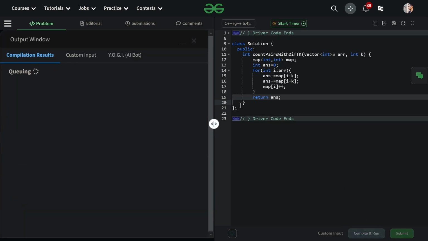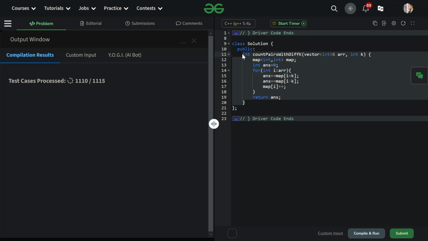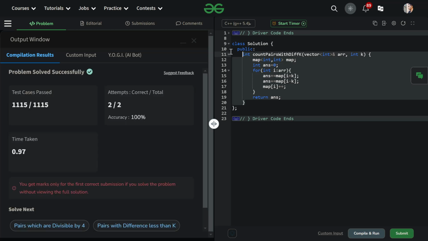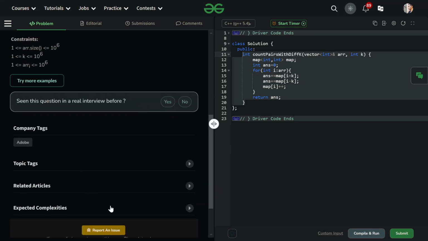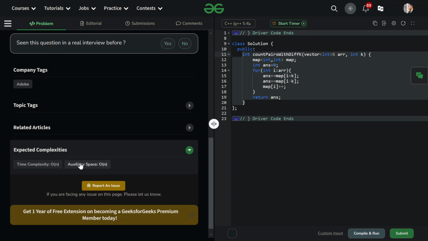Let's talk about time and space complexity. In this function, the time complexity is order of n and space complexity is also order of n. So we have met the expected time and space complexity.